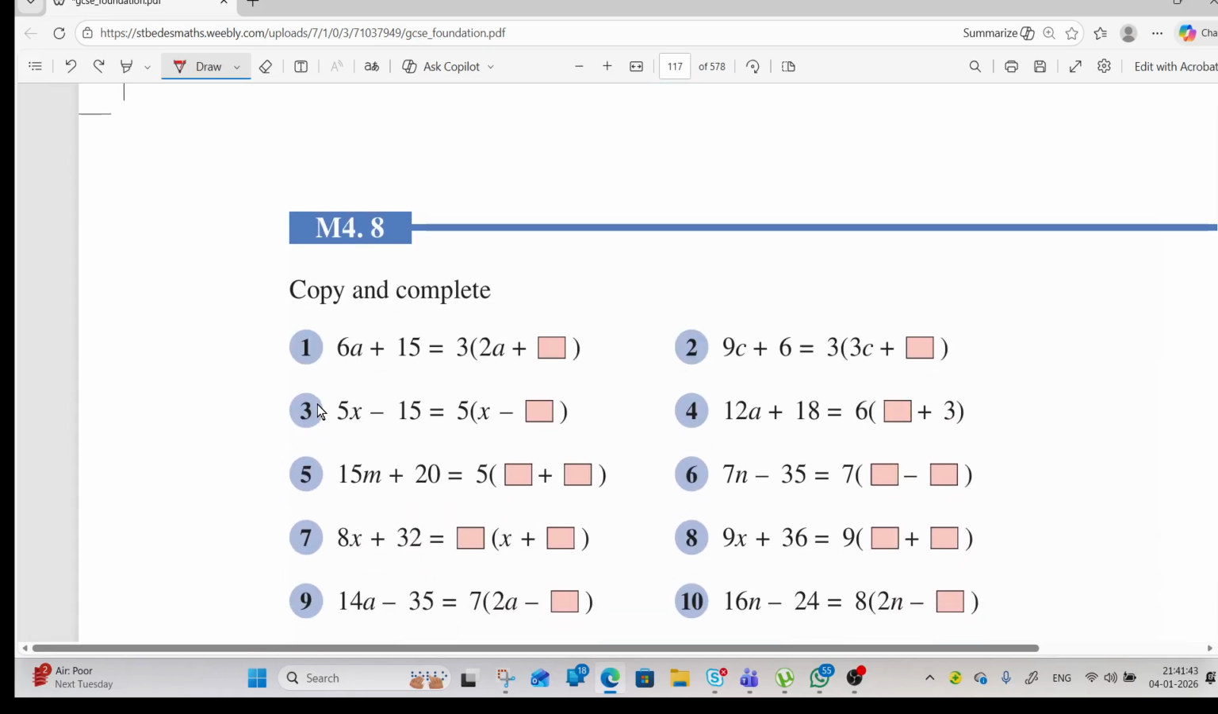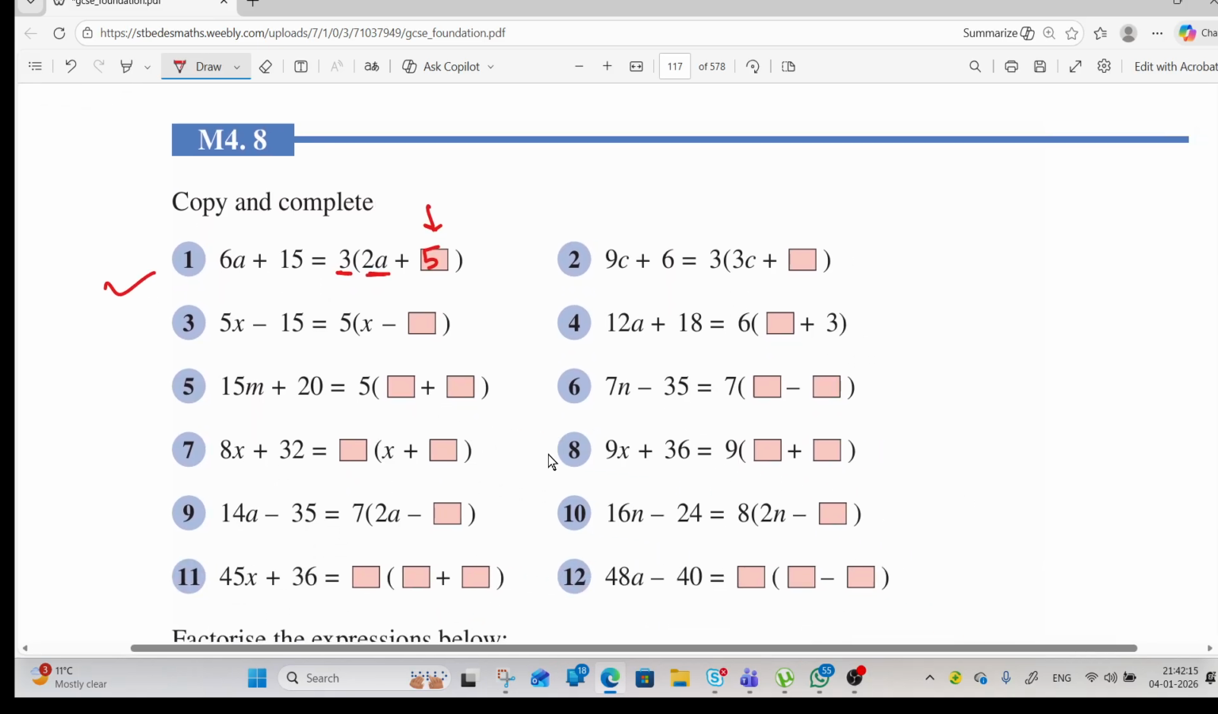So in this equation, I have taken 3 as a common factor, right? So if I take 3 out of 6a, I got 2a inside. What should I write here? 3 times what is 15? 5. Yes. Okay. Did you get it? Did you get it? That means you didn't.